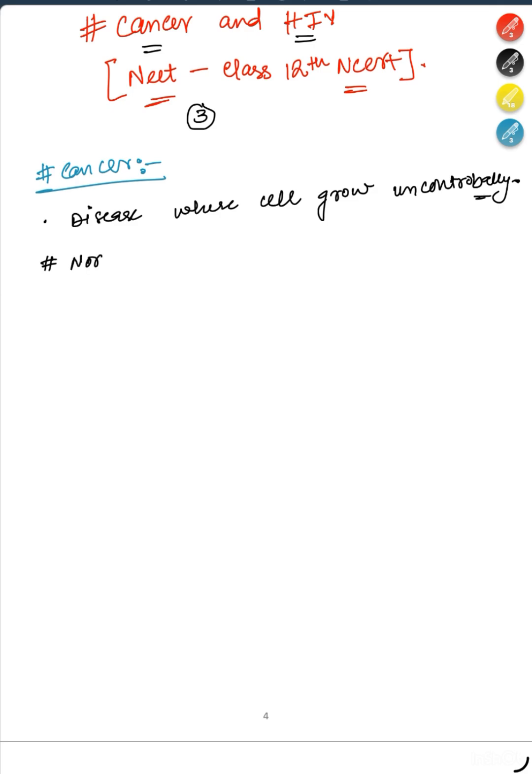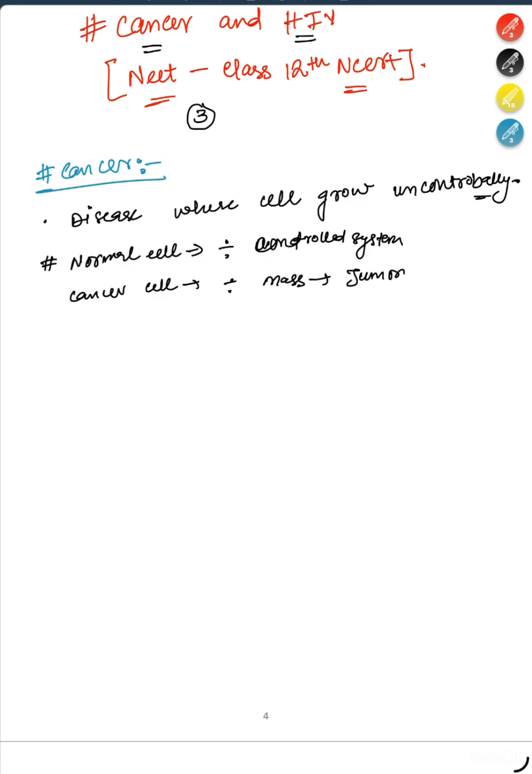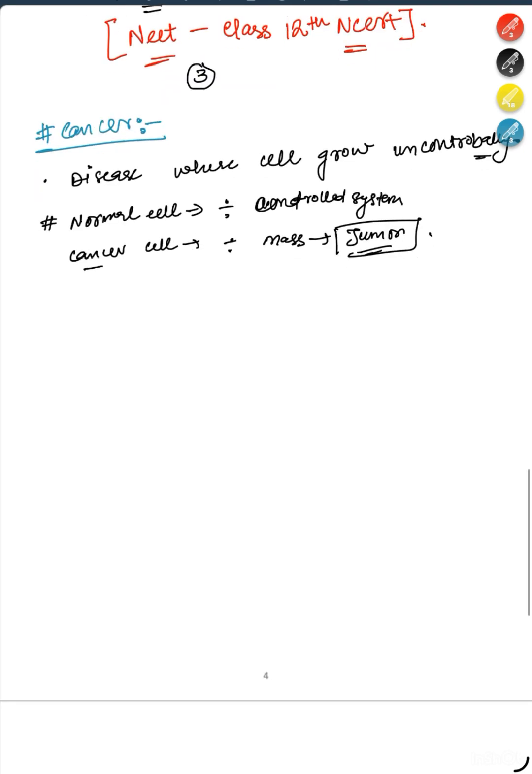A normal cell divides in a controlled system. But a cancer cell keeps dividing without any proper system, and they finally form a mass, and that mass we call a tumor. So you need to remember this, it is important. The mass which is formed by the repeated or uncontrollable divisions of the cells, we call a tumor. Now let's move into this tumor.